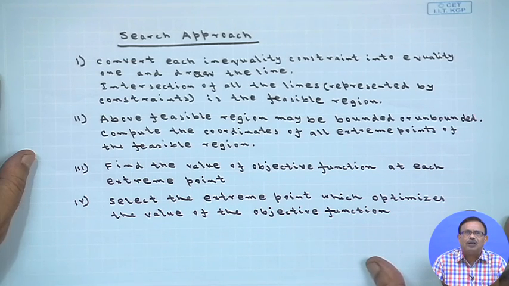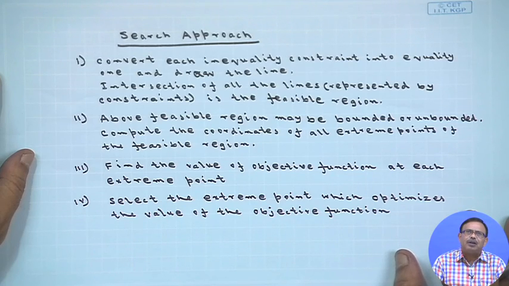Intersection of all the lines will give you the feasible region. As we have told, the intersection of these hyperplanes, of these open half spaces, will give you the feasible region. The feasible region may be bounded or may not be bounded. Compute the coordinates of all extreme points of the feasible region. So, the second step is to find the extreme points of the feasible region.